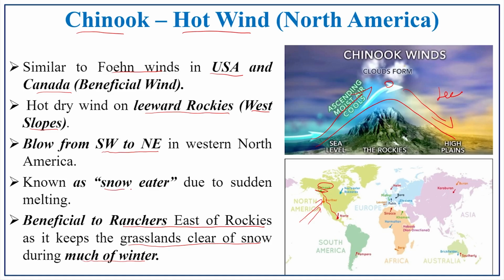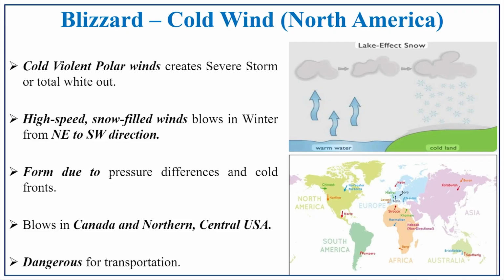It is also known as snow eater due to sudden melting. Because of the warm condition which prevails here, it melts all the snow on this leeward side. So, it is known as snow eater. Next one is the blizzard. Blizzard is also a cold wind which is prevailing in North America. This cold violent polar wind creates a severe storm or total whiteout. So, a severe cold storm will be prevailing in that particular locality because of this blizzard wind. It is also a high speed, snow filled wind which is blowing in winter.